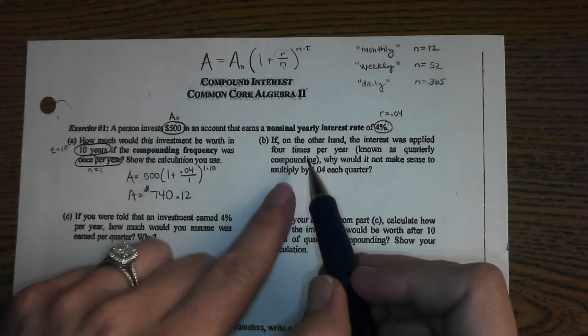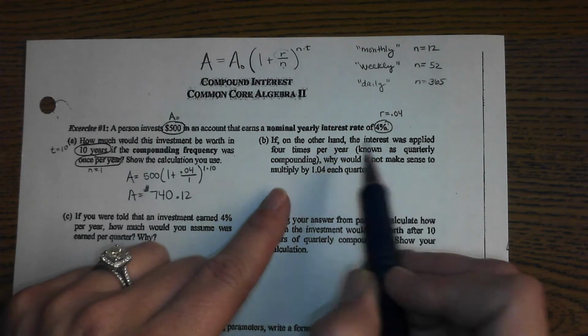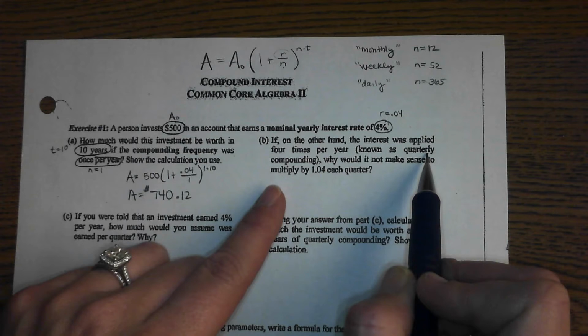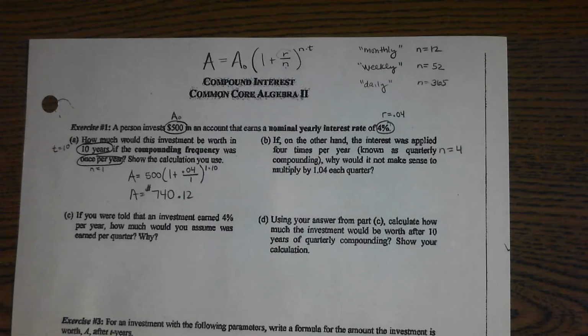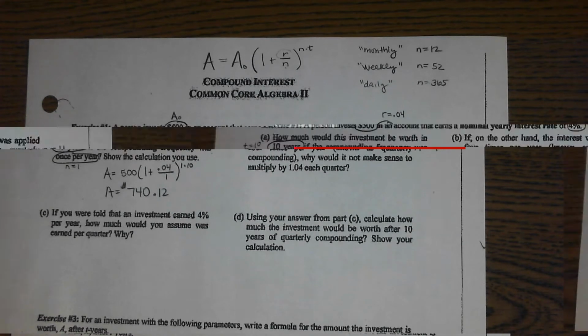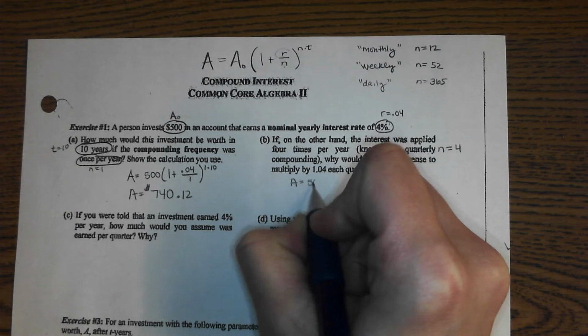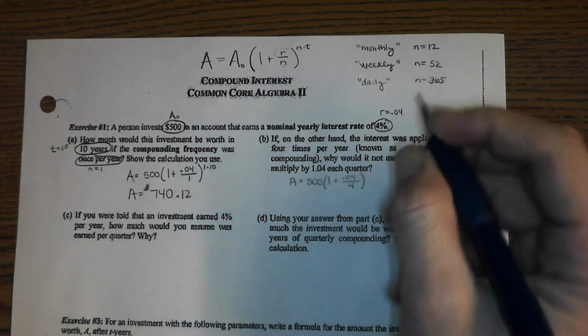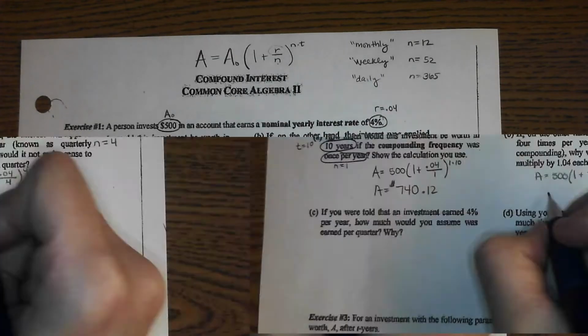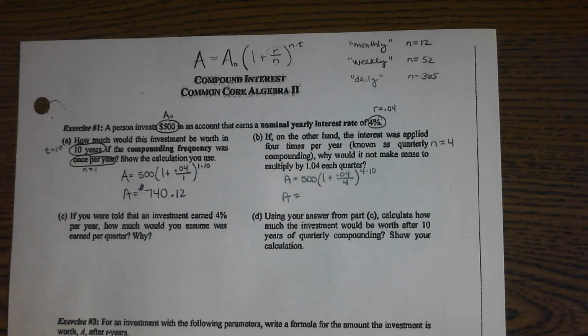Okay, let's change the scenario. If, on the other hand, the interest was applied 4 times a year, known as quarterly, so what would N be? If you see the word quarterly, that's 4. We're gonna not pay attention to their question. We're just gonna find out how much would be in the account. Same scenario, starting with 500, growing by 4%, but this time it's quarterly, so your N is 4. How much would it be worth after 10 years? Do you think it would be worth more or less?